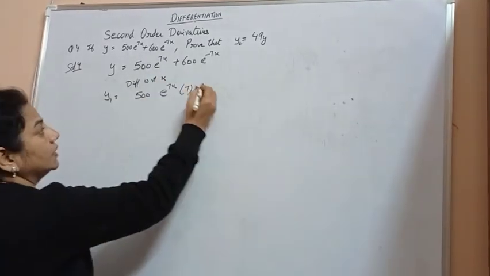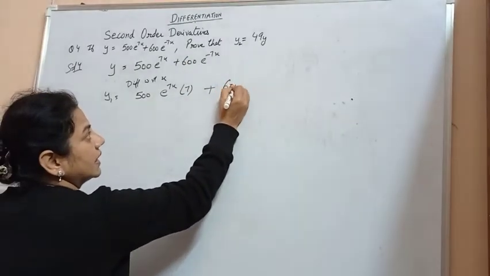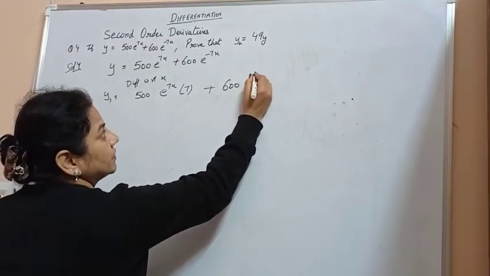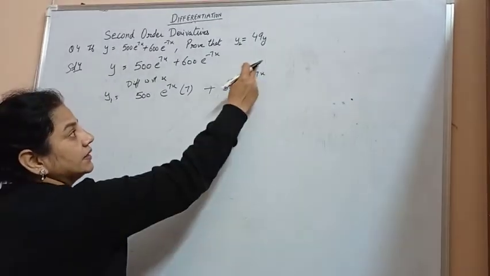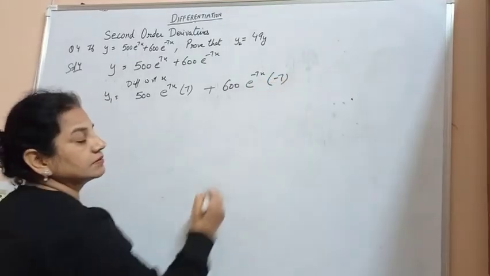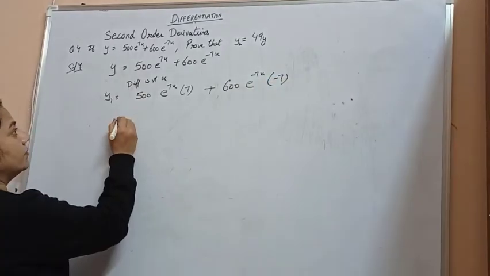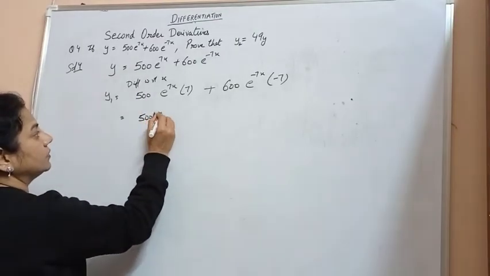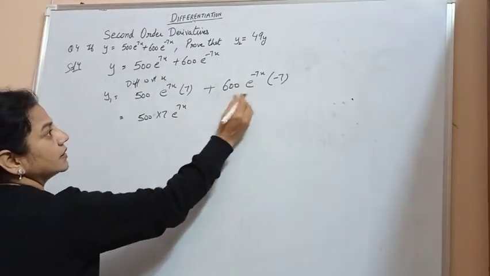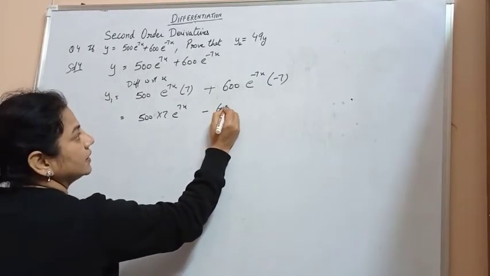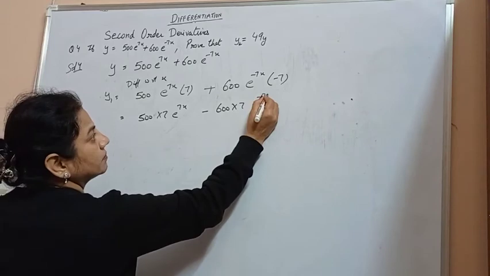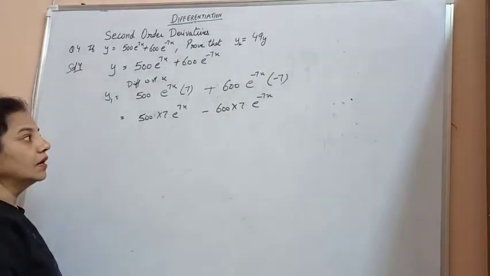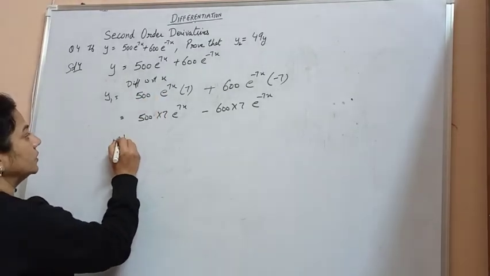Chain rule. Again, 600 being a constant term stays as it is, into the derivative of e to the power minus 7x, which is e to the power minus 7x, and the derivative of minus 7x is minus 7. So I have 500 into 7 e to the power 7x minus 600 into 7 e to the power minus 7x. Now again differentiate to calculate y2.